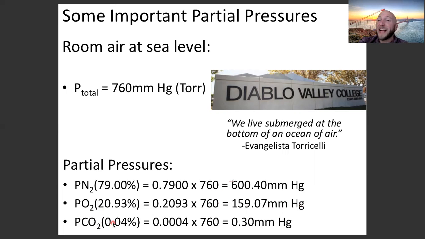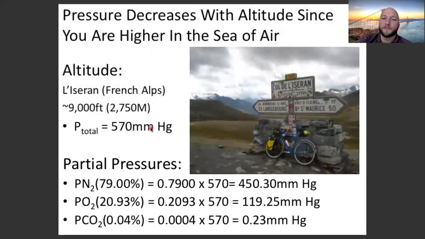Carbon dioxide actually makes up a very small percentage of our atmosphere. I think most people think it's a lot higher, but it's about 0.4%. So the partial pressure for carbon dioxide in our atmosphere is 0.0004 times 760, which gives us 0.3 millimeters of mercury for our partial pressure of CO2 at sea level or at DVC. How does that change if we start going up in altitude?